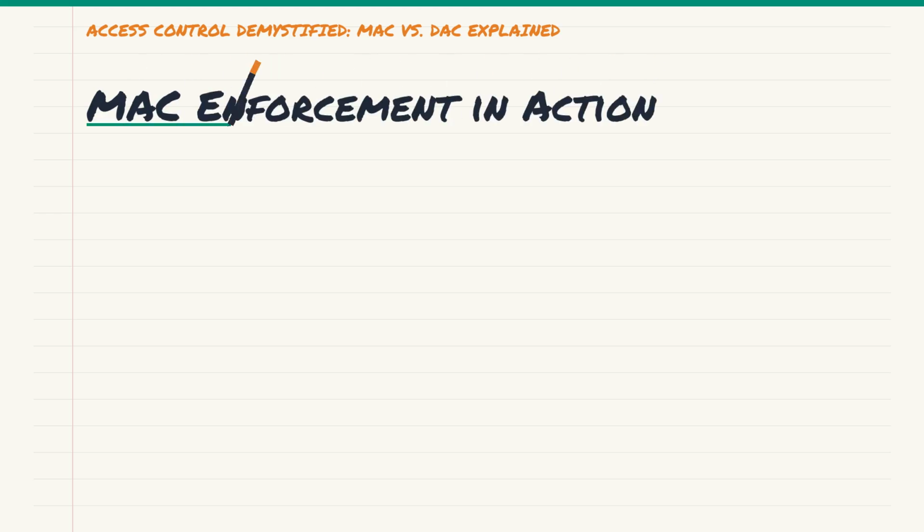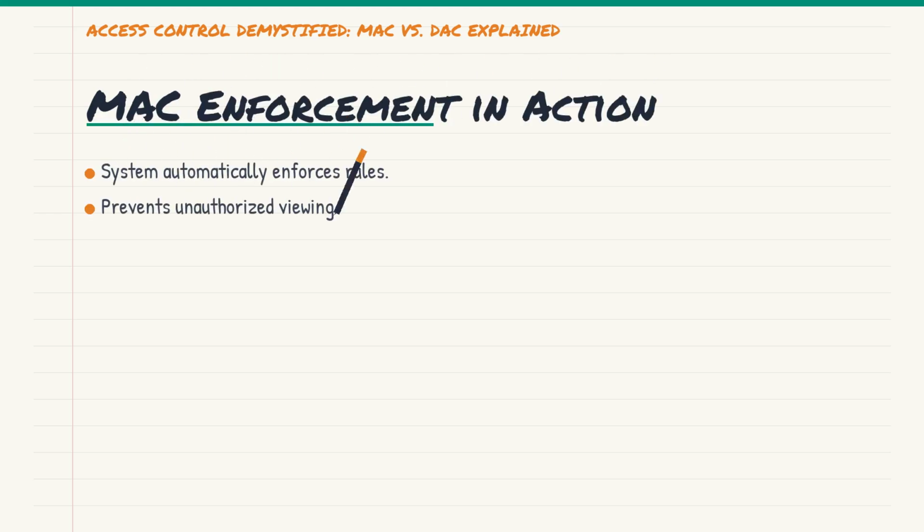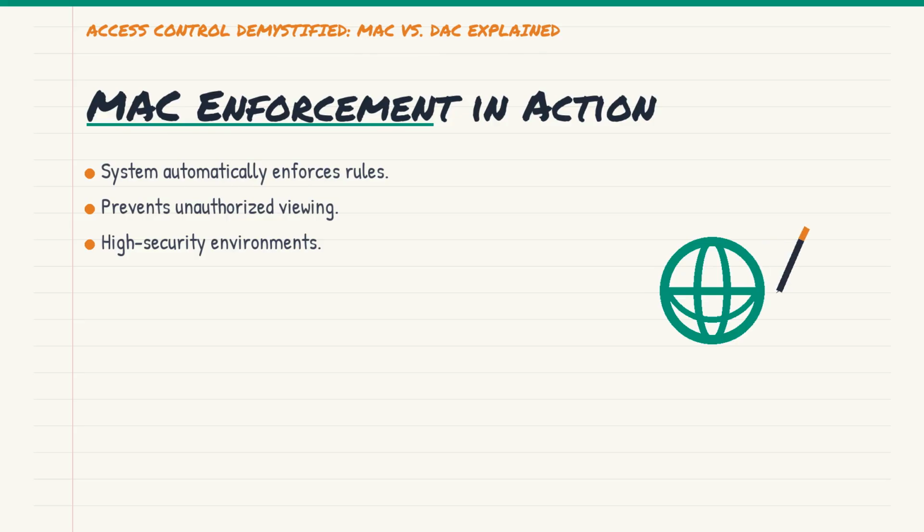So, how does this play out? Imagine a sensitive document marked confidential. A user with a secret clearance might be able to read it, but someone with only a public clearance? Nope, not a chance. The system automatically enforces these rules. This makes MAC incredibly robust for highly secure environments where even a slight deviation could be catastrophic.